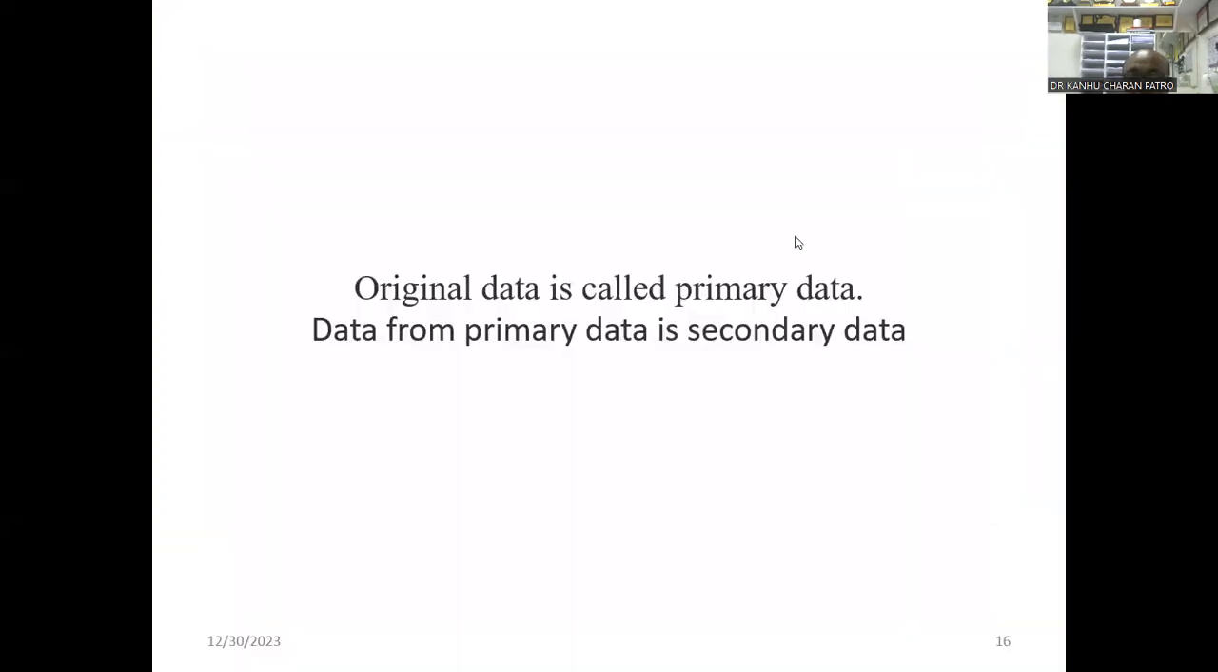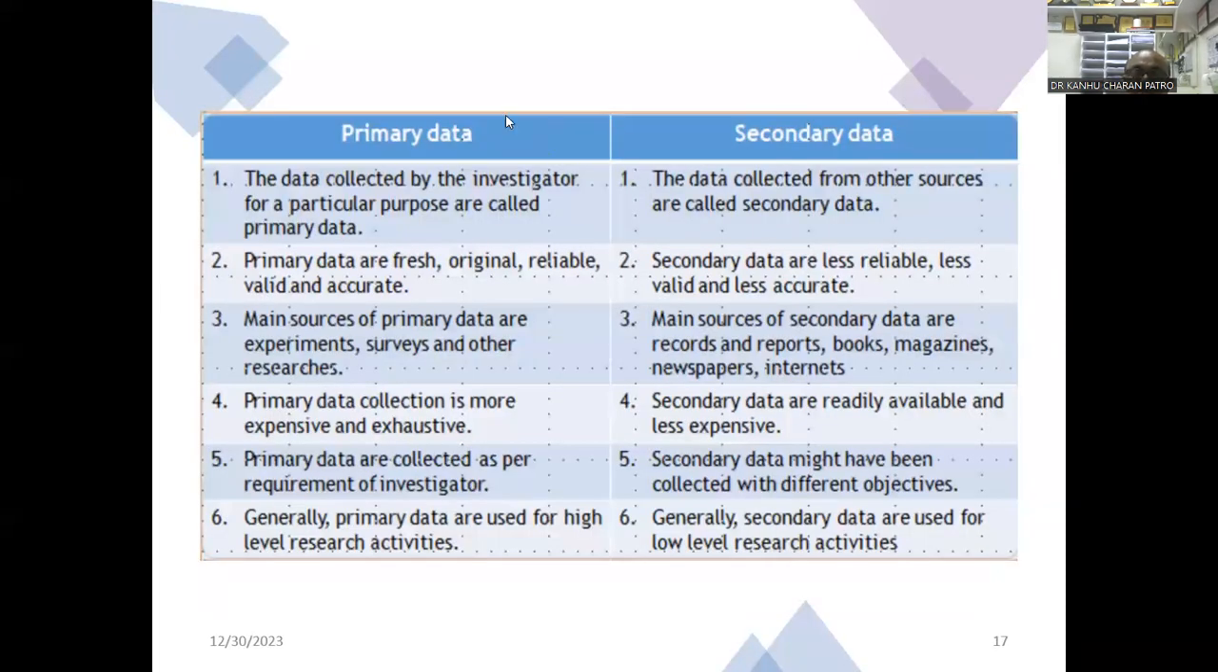Original data is called primary data, and data from primary is called secondary data. Whatever data you extract from your own study is called primary data, but if somebody did a study from the primary data and obtained other data, it is called secondary data. Primary data is collected by the investigator for a particular purpose, is fresh, original, reliable. Main sources are experiments, surveys, researches. Collection is more expensive and exhaustive, and it is collected as per the requirement of the investigator.